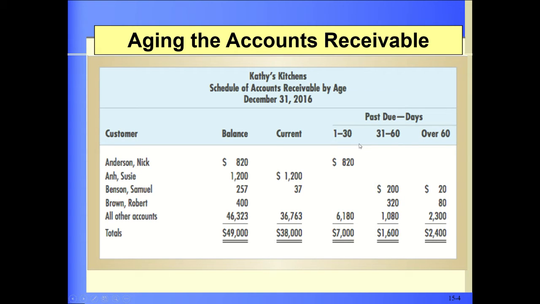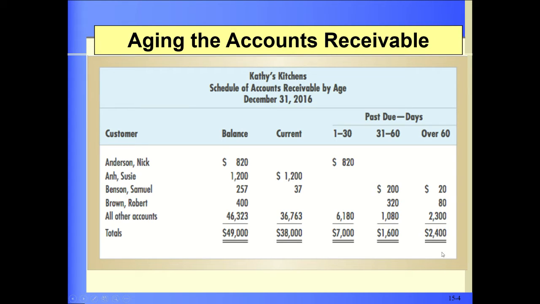Now, what we know from our business experience is that when somebody goes into the past due category, the chance that they are not going to pay goes up. And the longer that they are past due, the higher the chance that they are not going to pay. So using the aging method, we're going to estimate different amounts for each of the categories. 1 to 30 is going to have a slightly larger percentage of being uncollectible than the current category. 31 to 60 is going to have even more chance of being uncollectible than the 1 to 30. And anything over 60 days will have the highest chance of not being collectible.